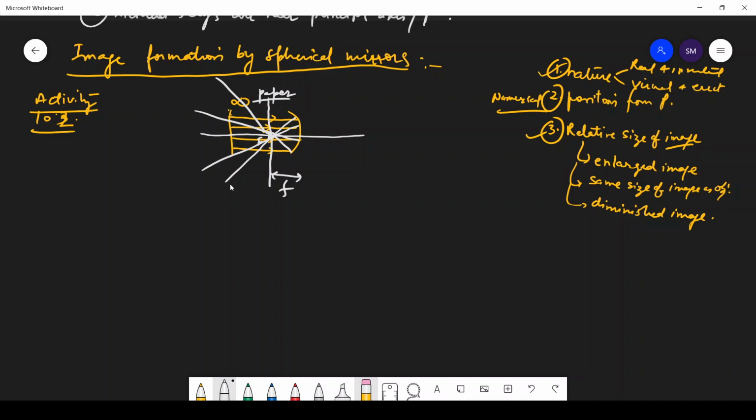So what kind of image have you got here? The image was tiny in relative size, and it was real and inverted. So it was a real, inverted and tiny image. And what about the distance? This position from P is approximately the focal length.